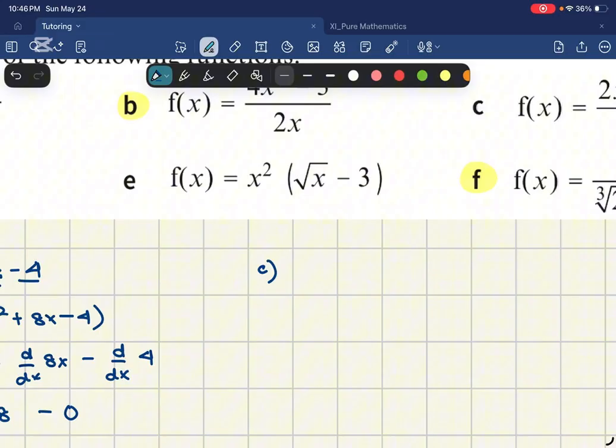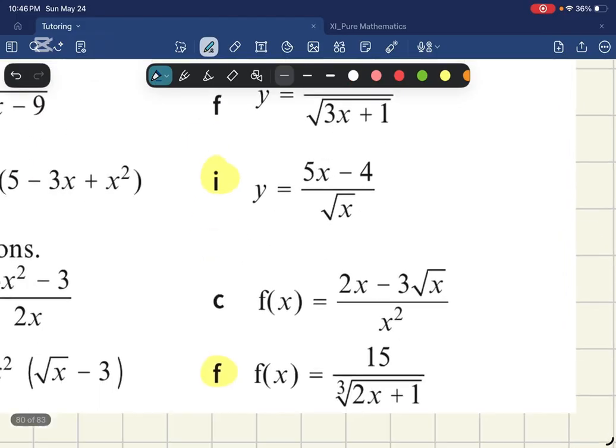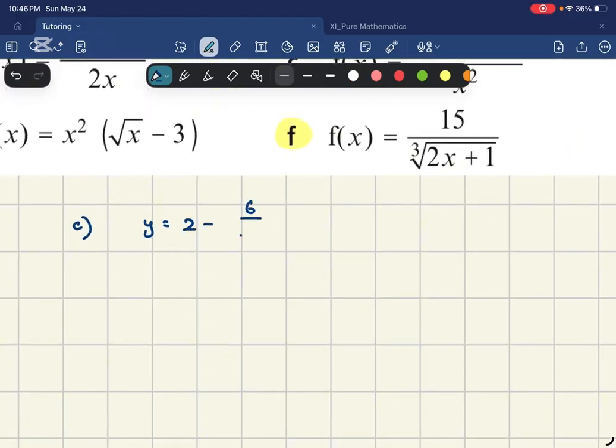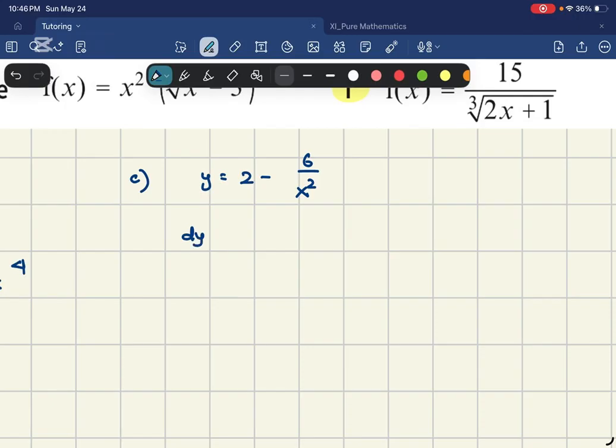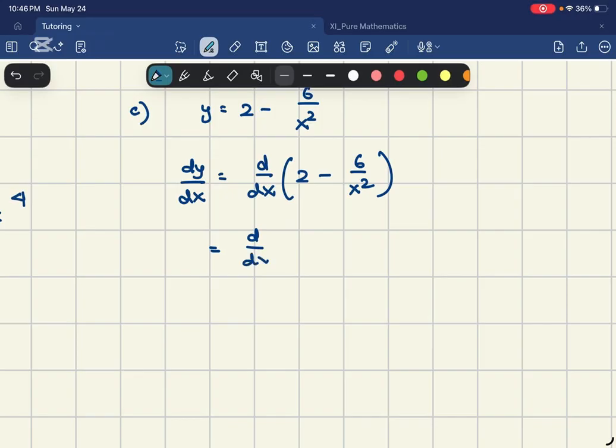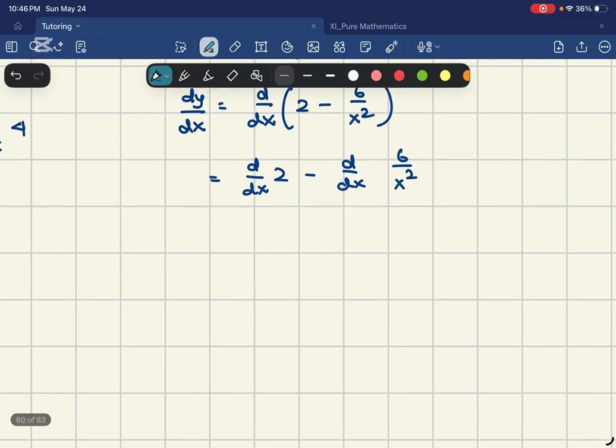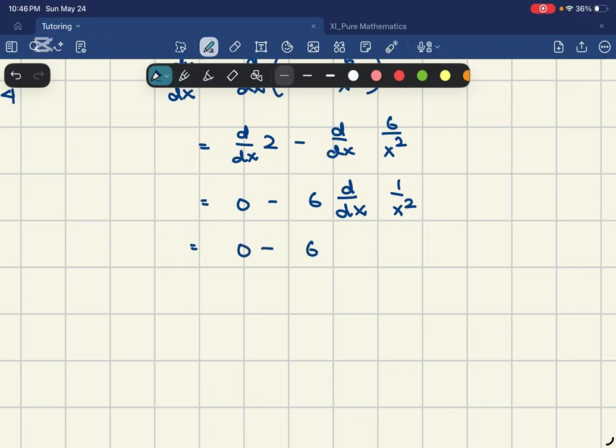Part C. You have y is equal to 2 minus 6 over x squared. So let's take the derivative. dy by dx, you just write it as d by dx of 2 minus 6 over x squared. Then you can do it term-wise, right? d by dx of 2 minus d by dx of 6 over x squared. And remember, d by dx of 2 is just 0, minus, you can bring 6 out, because 6 is a constant multiplying the function 1 over x squared. And now, when we solve this, we get 6 d by dx.